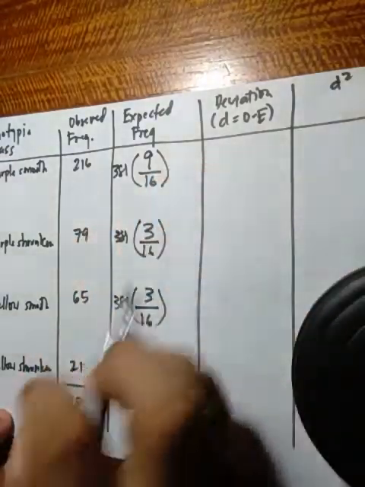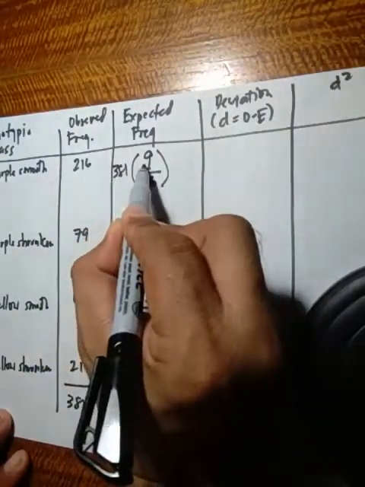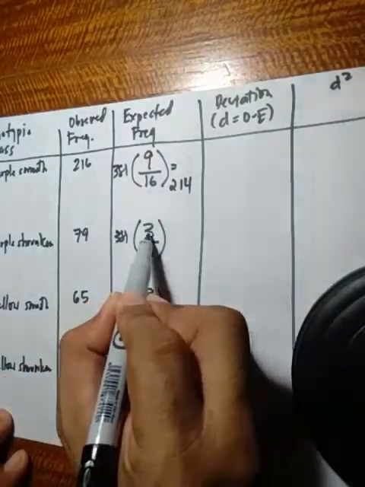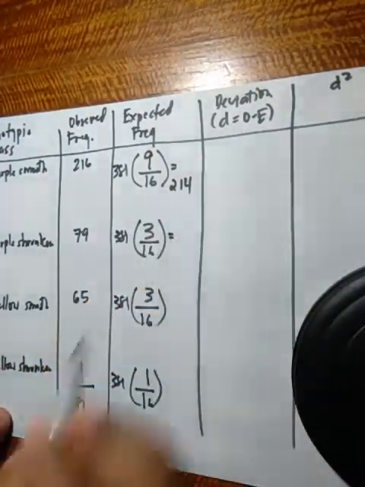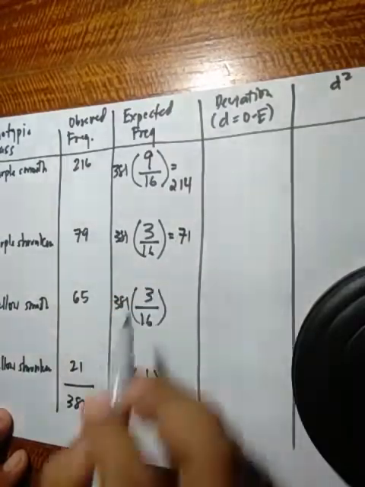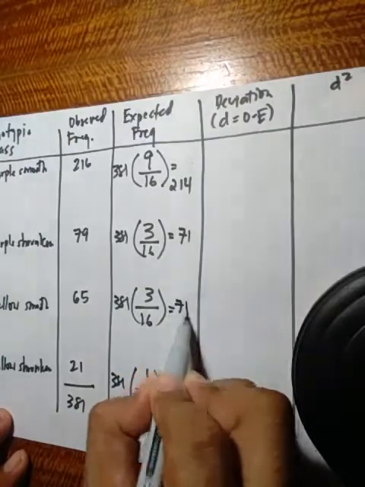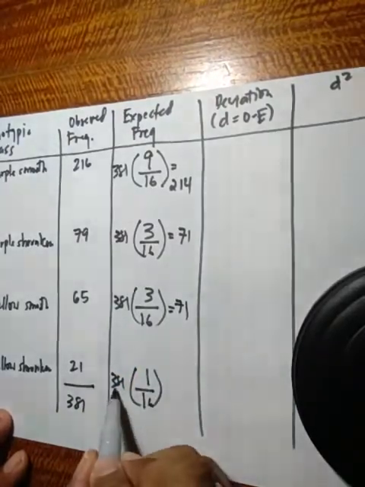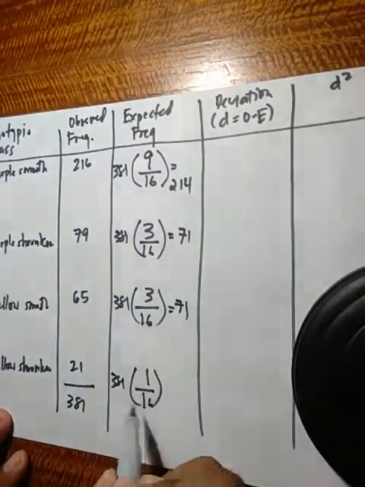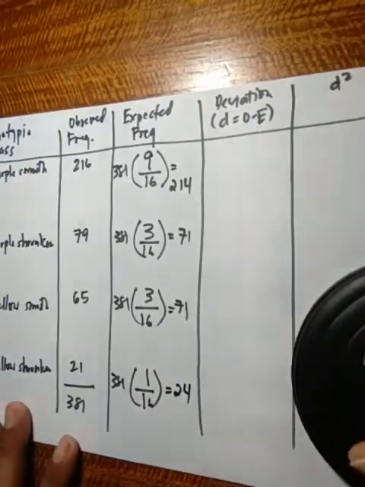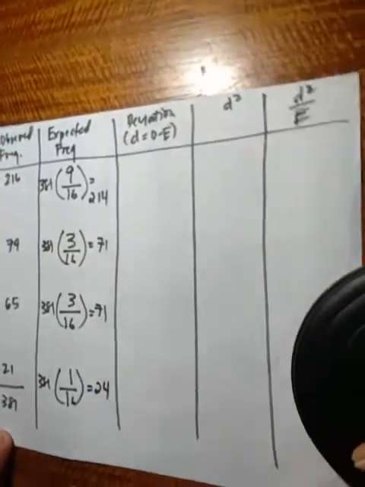So, 381 times 9 divided by 16, we will have 214. 381 times 3 divided by 16, we will have 71. The same thing here. 381 times 3 divided by 16 is equal to 71. And 381 times 1 divided by 16 is equivalent to 24. So the expected frequency will be very important in the succeeding parts.